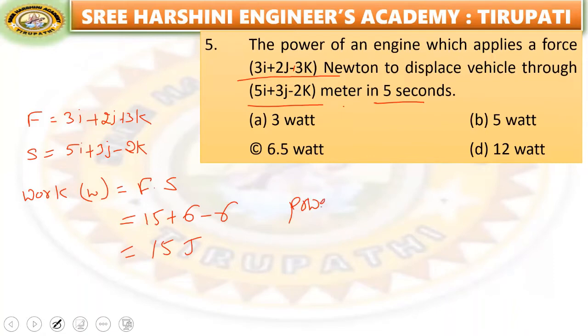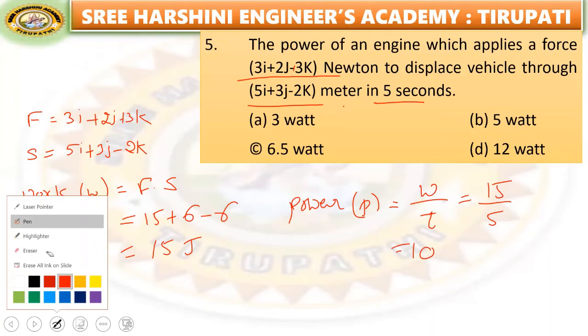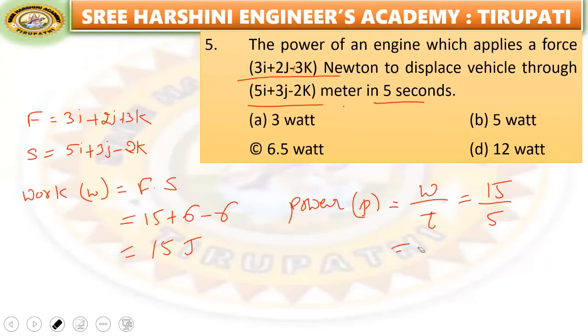What is the formula for power? Power is equal to work by time. Work is 15, time is 5. So 15 by 5 is equal to 3 watts.